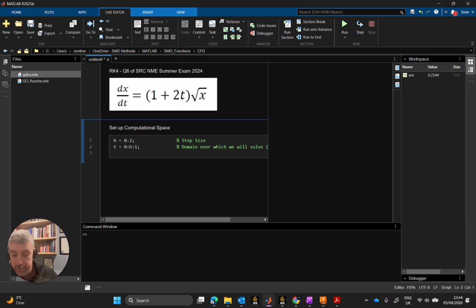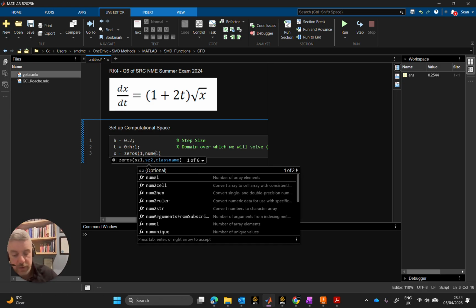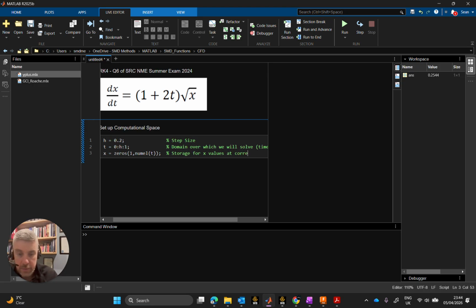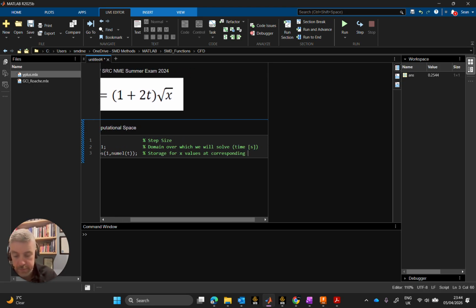Right, there's our t. So our x is going to be our solutions. Let's initialize this as a variable, make it as zeros. Put in one row, and column-wise, let's go for the number of elements in t, to state that for every t value we're going to have an x value. So they match up. So this is going to be a storage for x values at corresponding t values.